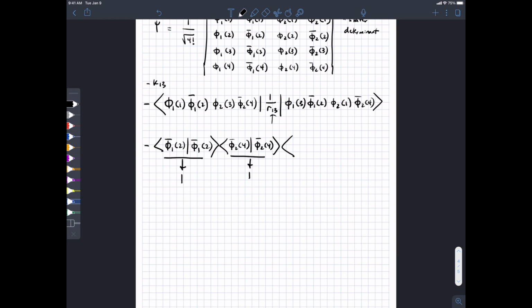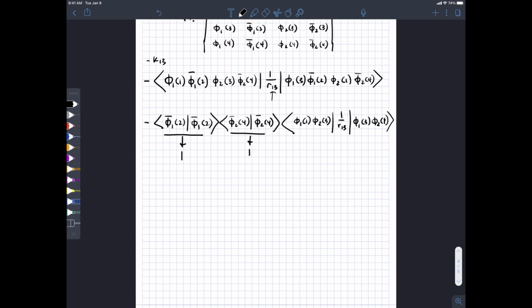And then left inside the integral, we have phi 1 with electron 1 in it times phi 2 with electron 3 in it, multiplied by the operator 1 over the distance between electrons 1 and 3. And then on the other side, we have phi 1 with electron 3 in it and phi 2 with electron 1 in it. Okay? So our minus k13 equals this exchange integral term. I don't really like how I wrote that there, so let me make it a little bit better.